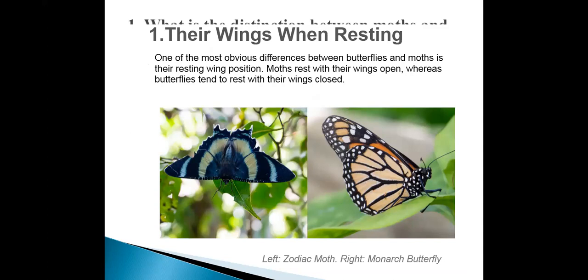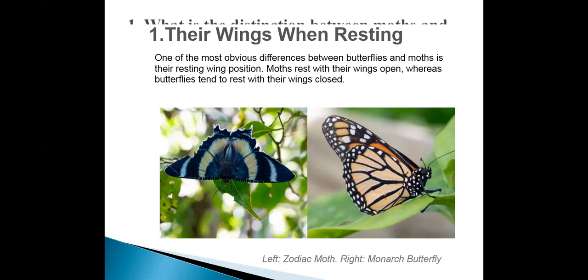When you spot this insect, how will you know whether you have caught a moth or a butterfly? So first thing is the wings. How does it rest, with the wings opened or closed? When the wings are open while resting, it is the moth. Butterflies generally close the wings and rest on the surface. So you can see at the left it is a zodiac moth, and here you can see the monarch butterfly.